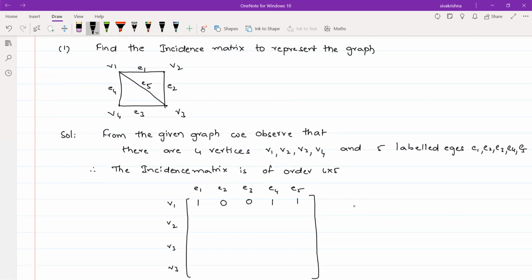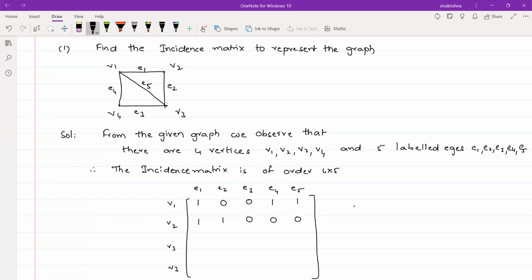Coming to the second row, V2 E1: is the edge E1 incident on V2 or not? Yes, it is incident. Since the given graph is undirected, E1 is incident on both the vertices V1 and V2, so we write 1. Coming to V2 E2: is the edge E2 incident on V2? Yes, so we write 1 once again. E3 is not incident on V2, so we write 0. E4 also is not incident on V2, so 0. E5 also is not incident on V2, so we write 0 once again.